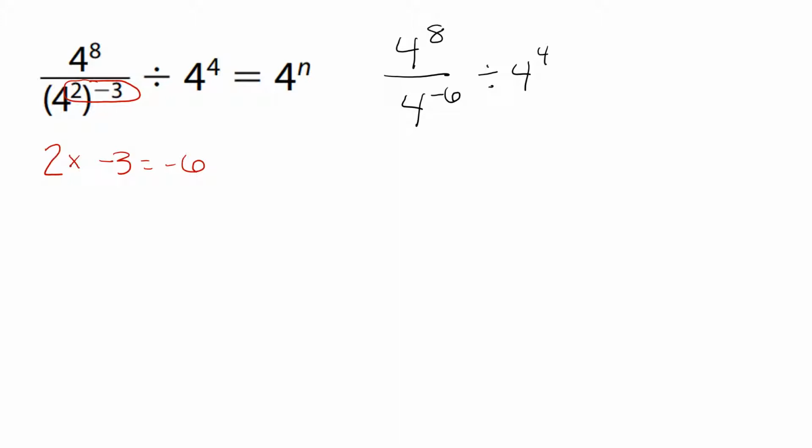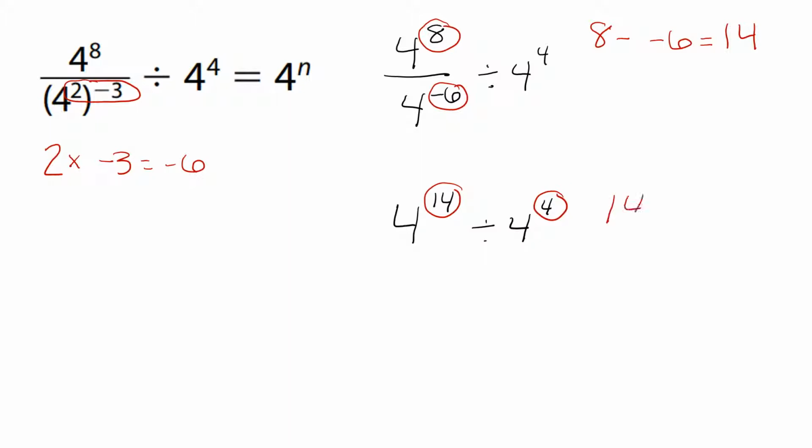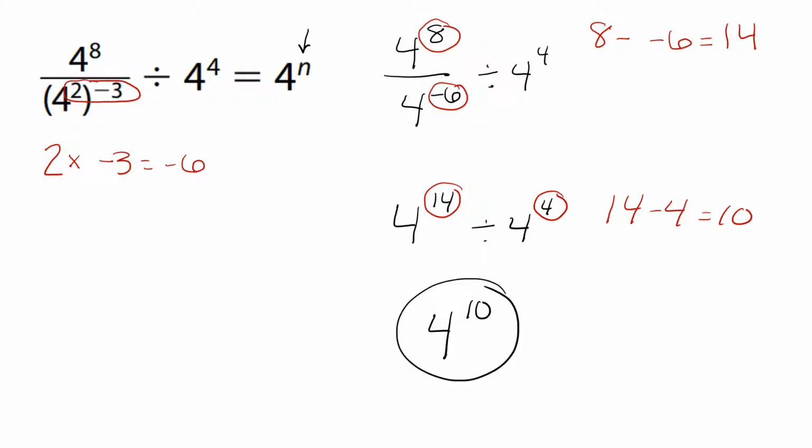The fraction bar means divide, so we're going to go ahead and subtract our two exponents, 8 minus negative 6. 8 minus negative 6 is going to give us a positive 14. So again, we rewrite the problem. 4 to the 14th power divided by 4 to the 4th power. Still dividing, so we're still subtracting our exponents. 14 minus 4 is going to give us 10. Keeping that base number 4 the same, 4 to the 10th power is our exponent. In this case, this n variable up here at the top would be a 10.